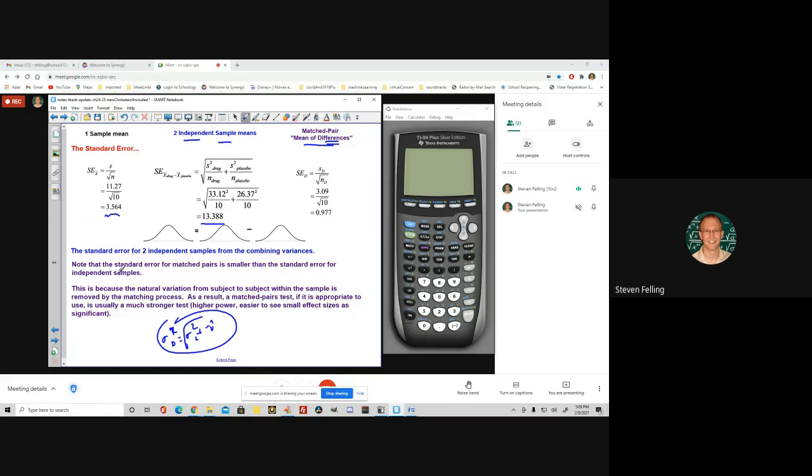Okay, notice that the standard error for the matched pair test is typically quite a bit smaller than for the independent samples, right? That is reflective of what we saw in our activity, that when you match pairs, you remove variation, right?